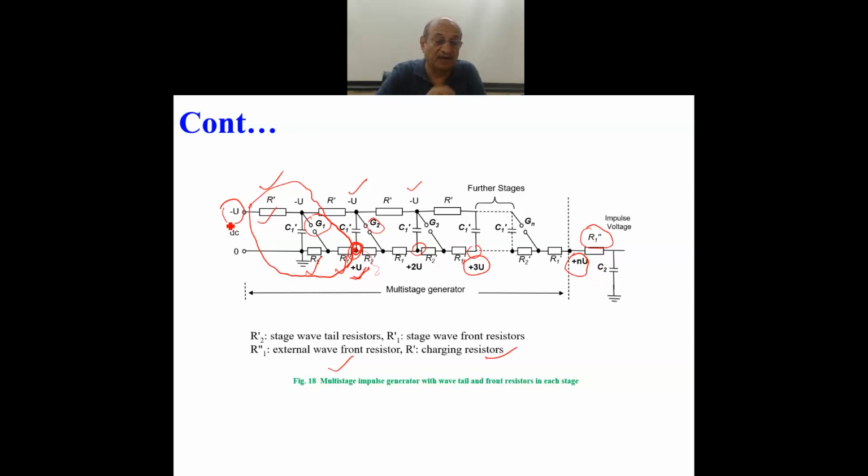So you had applied voltage U in the first stage, and in the last stage you get, depending upon the number of stages, NU times, which is being impressed upon the test object. C2 is the test object, as you can see here. So that is how the multi-stage generator works. That means you charge each stage capacitor C1 prime in parallel, and the short circuit across the sphere gaps takes place instantaneously. So the discharge process begins as soon as the short circuit takes place across the sphere gap in air.